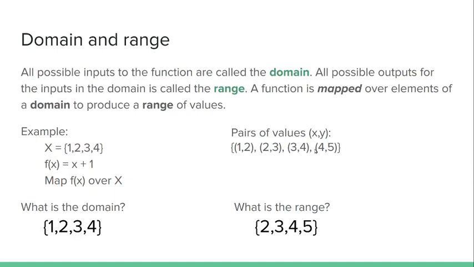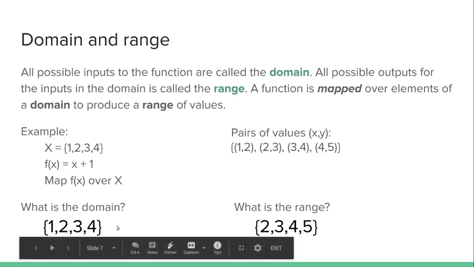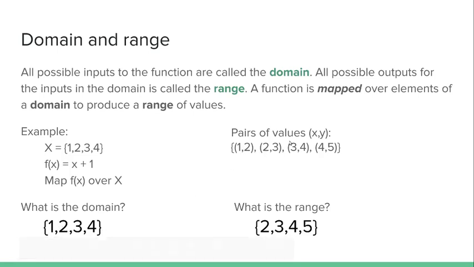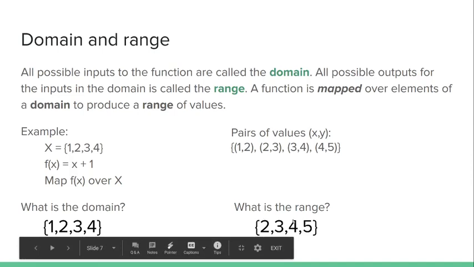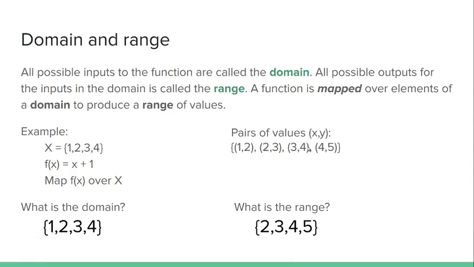So these are the pairs that are generated by this function, and we could graph these pairs of values on a coordinate plane. So looking at the pairs of values that are generated by the function, we can see that the domain consists of all of the x values, 1, 2, 3, and 4. So these are the x values from our pairs. And the range are the y values from our pairs, 2, 3, 4, and 5.